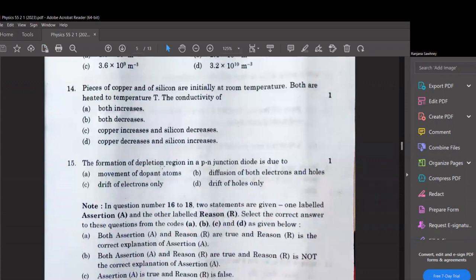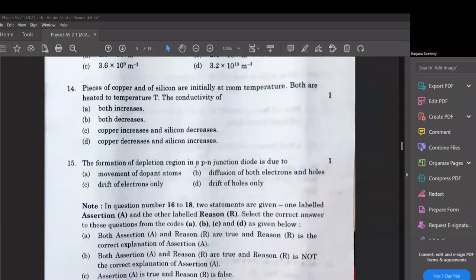Next question, the formation of depletion region in a PN junction diode is due to diffusion of the electrons as well as the diffusion of holes. So B option is correct.